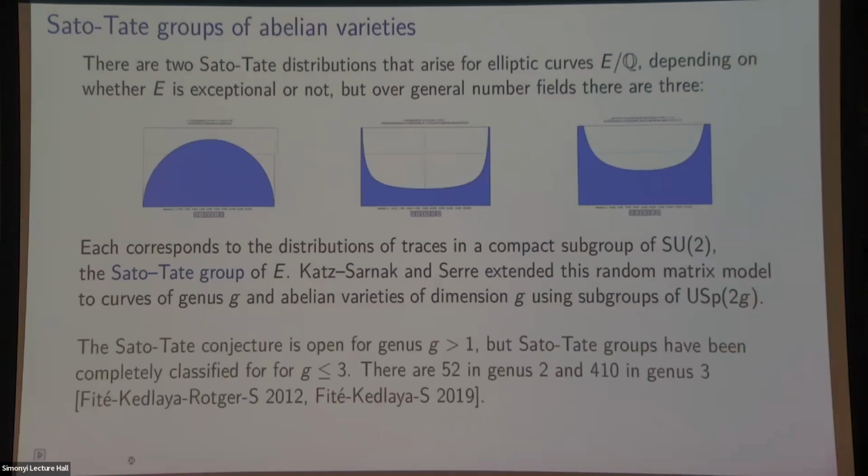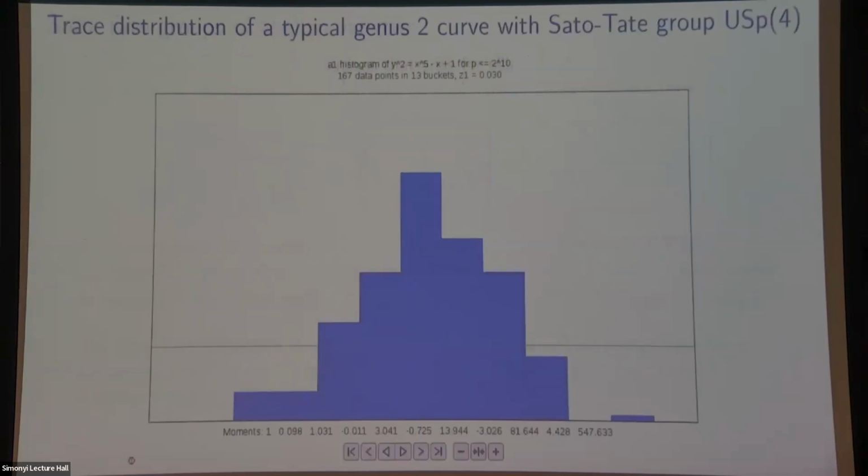And that's sort of an interesting problem. For dimensions up to 3, the Sato-Tate groups that can occur are now completely classified. There are 3 in dimension 1, 52 in dimension 2, and 410 in dimension 3. And each of them is a compact group that has an associated Haar measure, which will tell you what the trace distribution should be for an abelian variety with that Sato-Tate group.